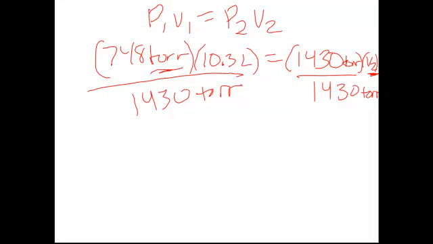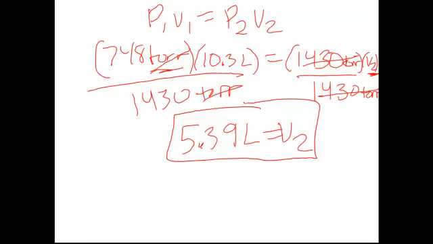So this is basically just a review. This is just a Boyle's law problem. So 748 times 10.3 divided by 1,430 gives me a final volume. Here the torrs cancel. I get a final answer of 5.39 liters. And that is my answer for that problem.